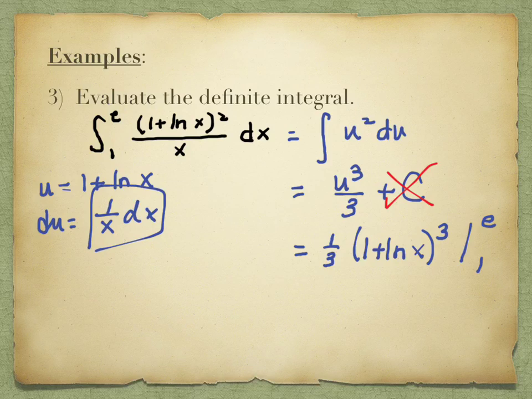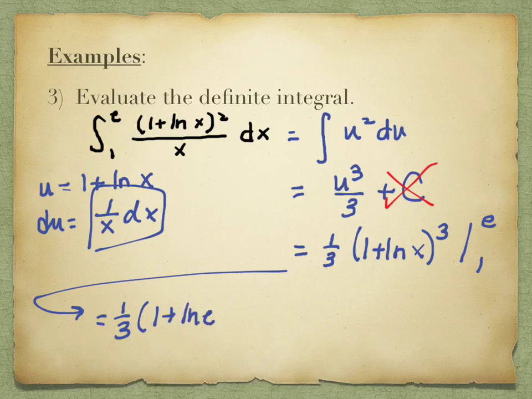All right then, so we're going to evaluate this thing. I'm going to move over here so I have more space. I have 1/3. And I'm going to put in, let's see, 1 plus natural log of e, quantity cubed. So that's evaluating at the point e, minus the 1/3 of 1 plus the natural log of 1, quantity cubed.